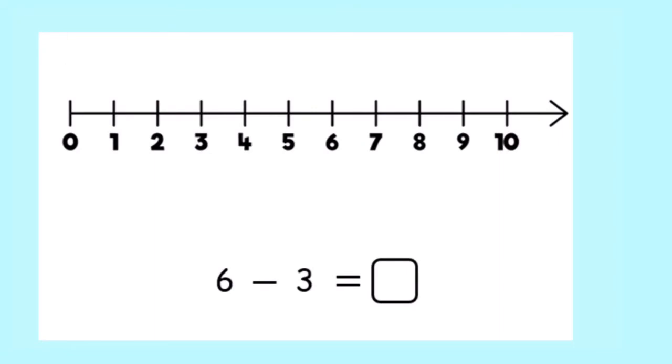My subtraction number sentence this time is 6 subtract 3 equals blank. So I'm going to start on 6. How many am I subtracting? How many do I need to count back? I need to count back 3. So let's count back 3. 1, 2, 3. 6 subtract 3 equals 3.